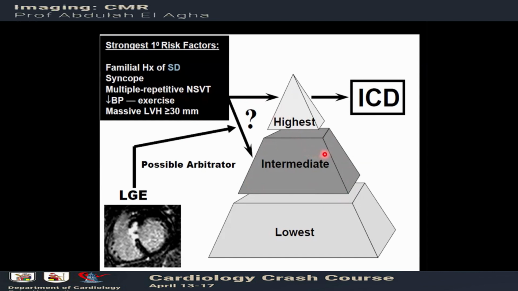So if you find fibrosis of more than 15%, this is the magical number that they put. I don't know why it's 15%, but this is the number in the guidelines. If you have fibrosis of more than 15%, this patient is indicated for an ICD.